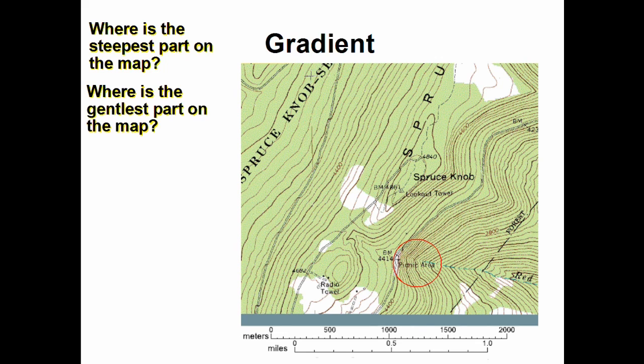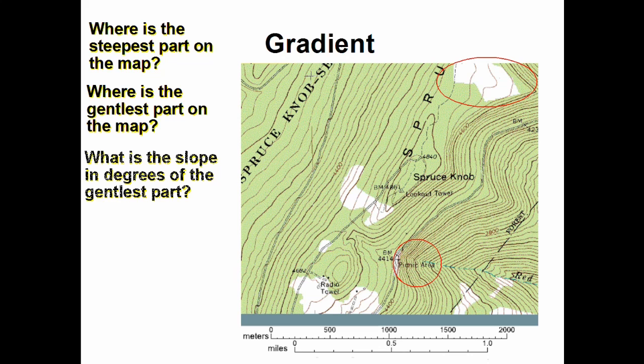Well, where is the gentlest part on the map? Or the one with the least amount of slope? Well, several places that could qualify. I see one right there toward the west or the northwest, but I think there's one in the upper right-hand corner of the map that even qualifies better. By this space, contour lines are extremely far apart, which means that slope must be gentle.